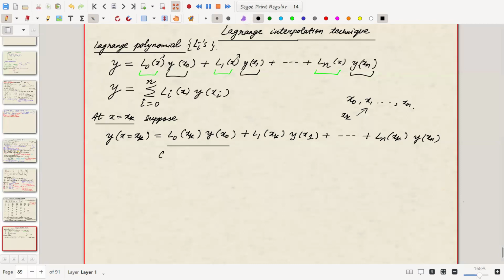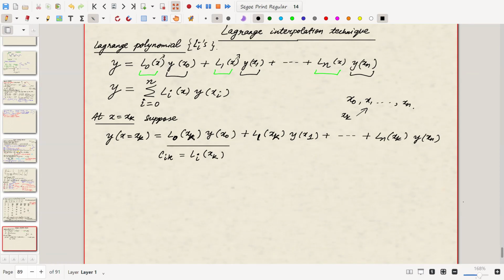So can we introduce a notation Cik? Cik is a constant. Cik is just Li, the ith Lagrange polynomial, evaluated at xk. How many of you are getting it, or did not understand? Is it okay? Why did I take this? Because L0 you are evaluating at xk, L1 you are evaluating at xk, Ln you are evaluating at xk.